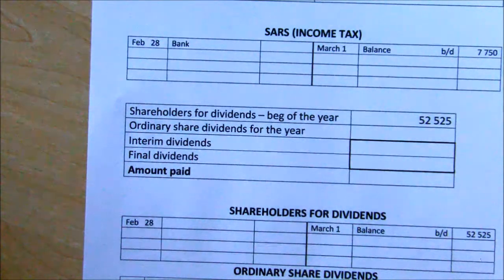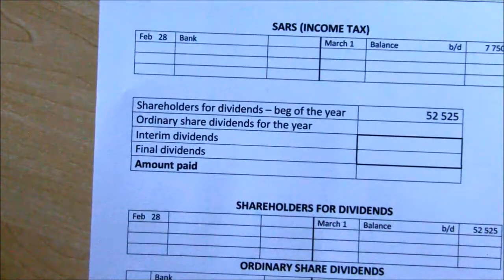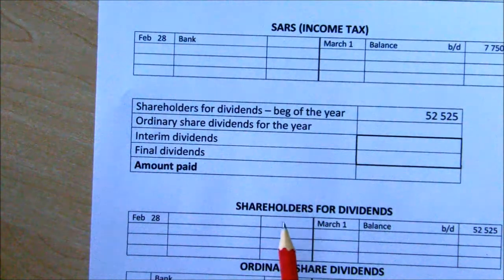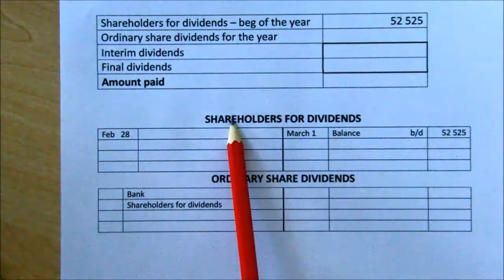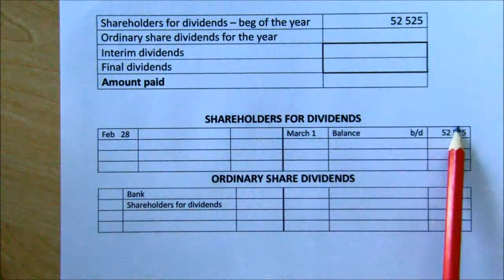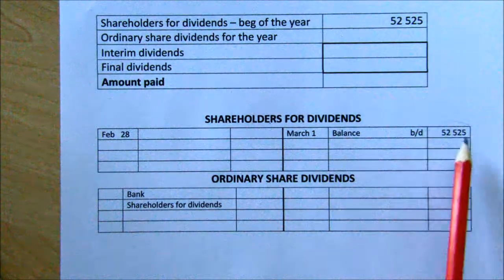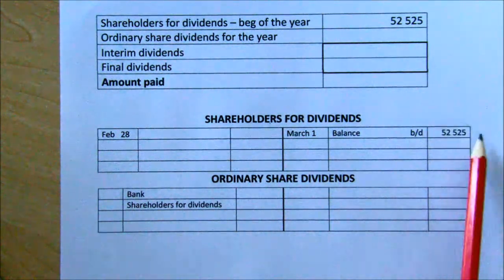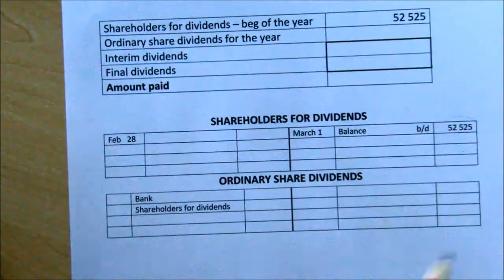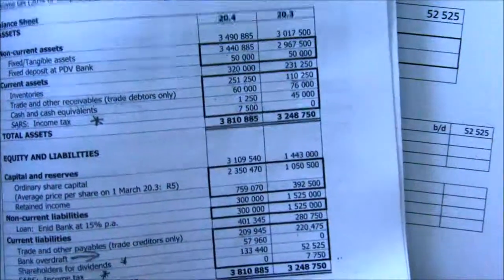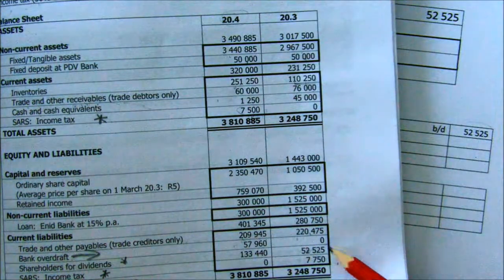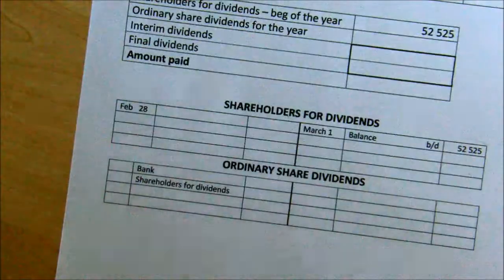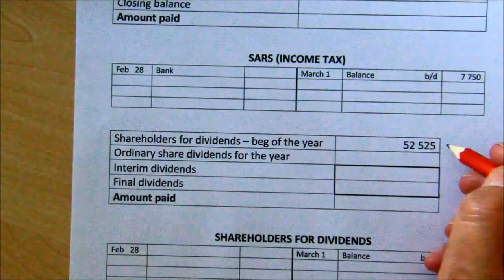Now let's have a look at dividends. The first thing we need to remember is that we have an account called shareholders for dividends. This is the liability part. This is what you owe from dividends from last year. So if there's an amount of 52,525, which is exactly what is showing here in your balance sheet. There it is. There's the figure from the beginning of the year. So the first thing you're going to do is to pay that 52,000. That has got to be paid.